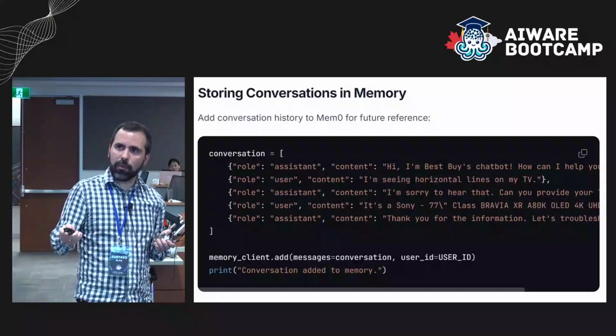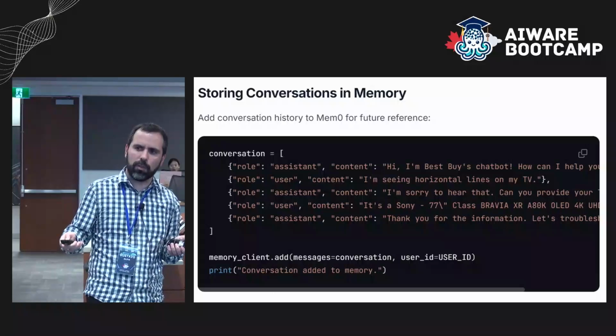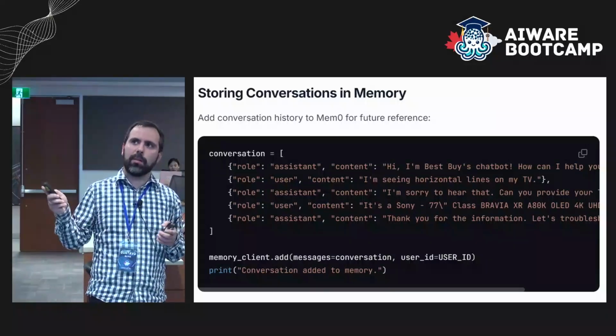So if you have a conversation like this, you just do memory client add for your conversations, and then you can have user IDs or agent IDs. This is how you add stuff to memory.